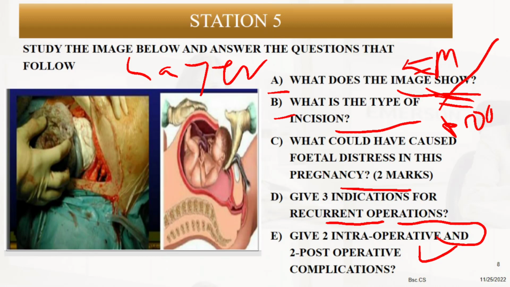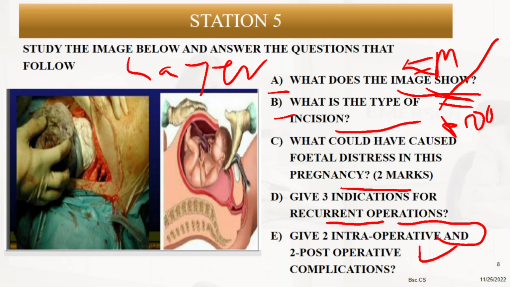Then the disadvantages are that there is risk of bladder injury. The lower uterine segment must be formed, so you should know when the lower segment is formed. It's usually formed after 32 weeks of pregnancy, meaning before 32 weeks, it's not there. So that's a disadvantage. Then delivery should be longitudinal only.